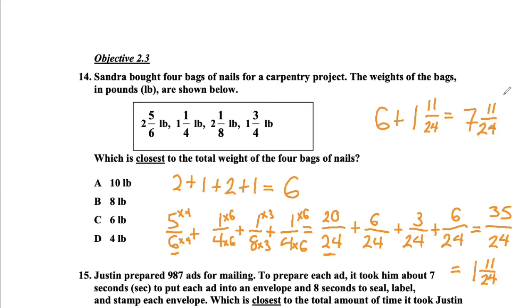So the closest to this number, 7 and 11 over 24, will be 8 pounds, or answer choice B.